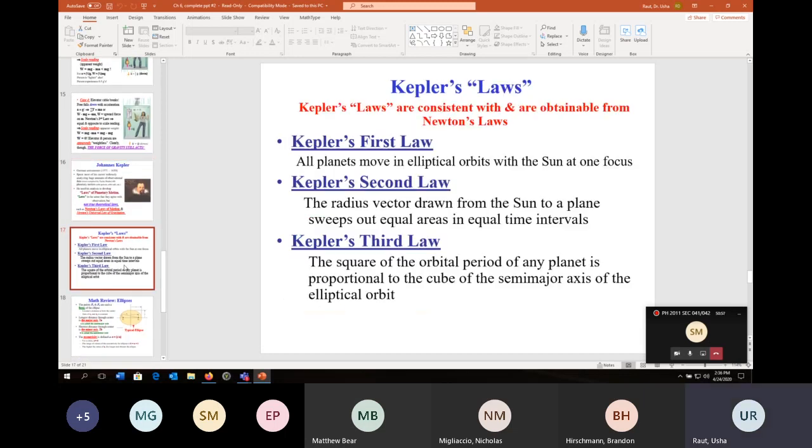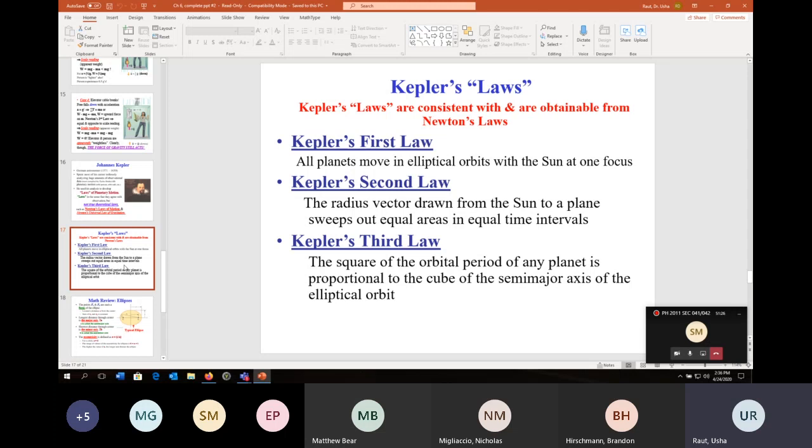His first law was that all planets move in elliptical orbits about the sun, with the sun at one focus, and that may be difficult to understand if you're not very clear about what an ellipse is. For example, a circle has one center, right? But an ellipse, being elongated, does not have a center.